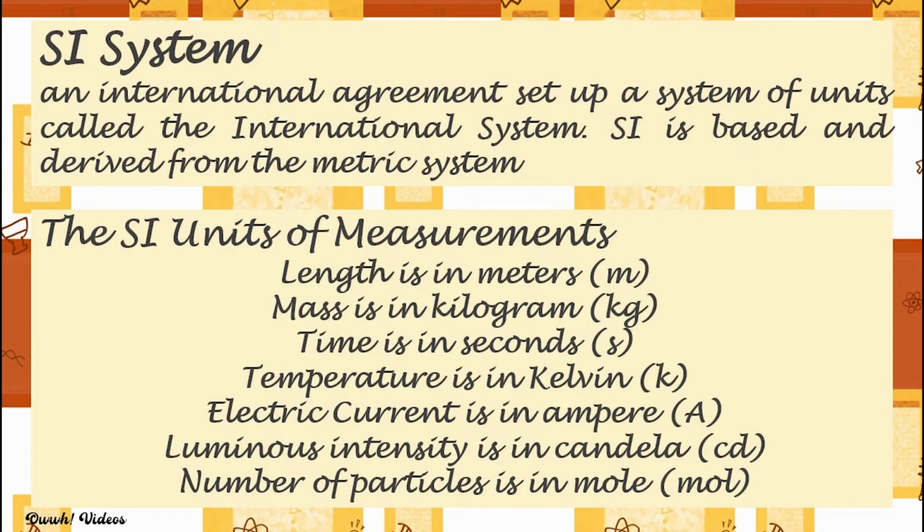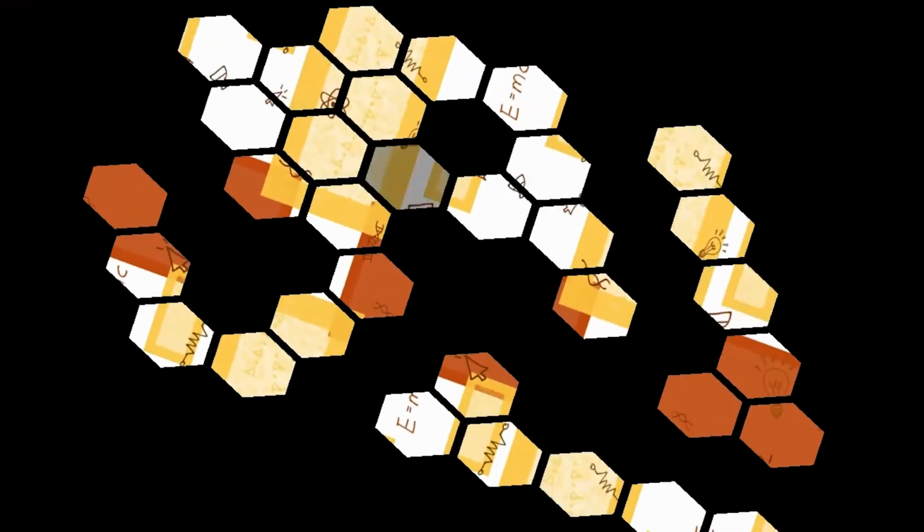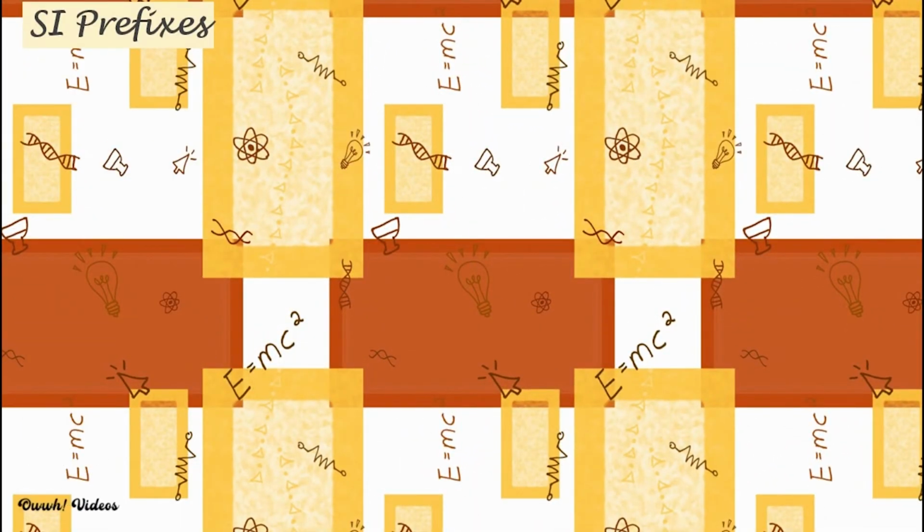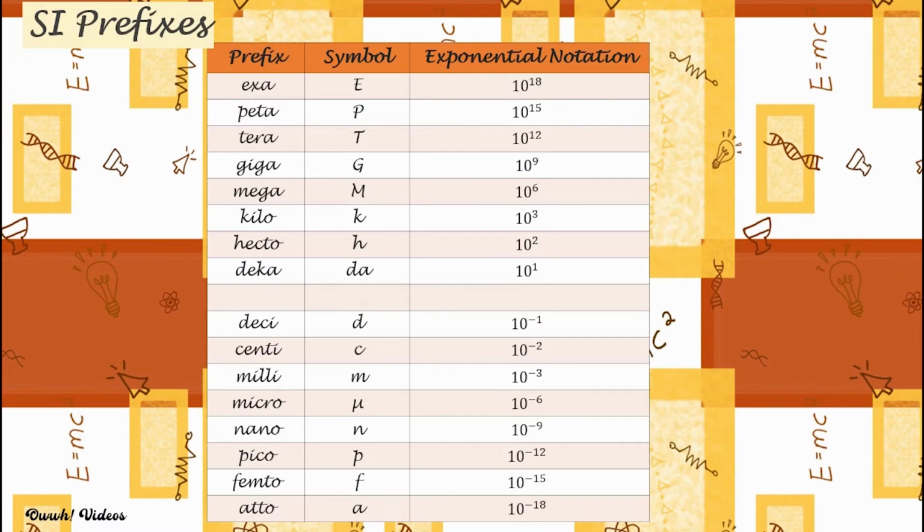The SI units of measurement. Length is in meters, mass is in kilograms, time is in seconds, temperature is in Kelvin, electric current is in amperes, luminous intensity is in candela, number of particles is in moles. Here are some SI prefixes and their equivalent symbols and exponential notations: exa, peta, tera, giga, mega, kilo, hecto, deca, deci, centi, milli, micro, nano, pico, femto, atto.